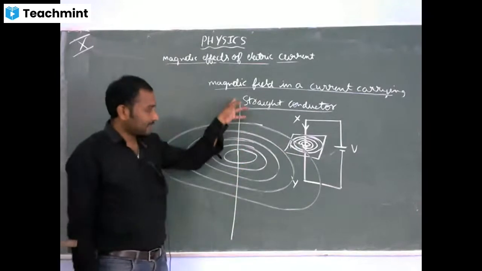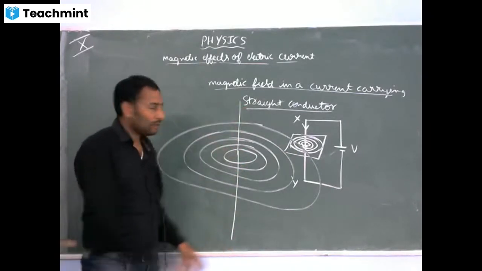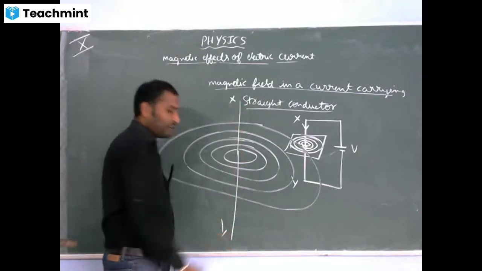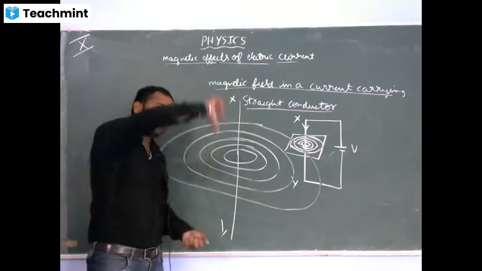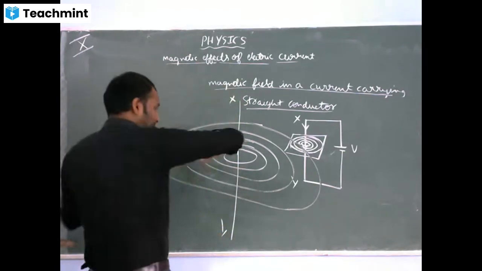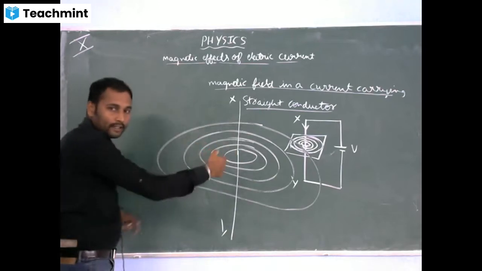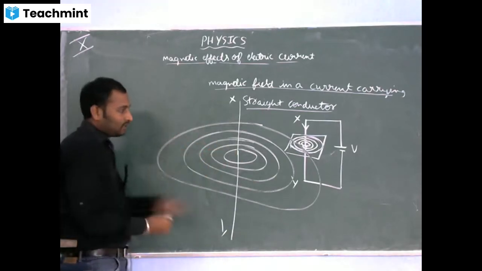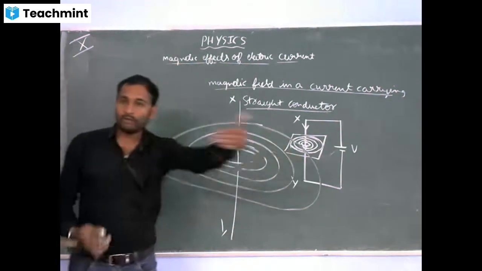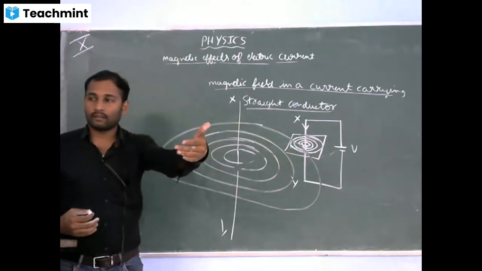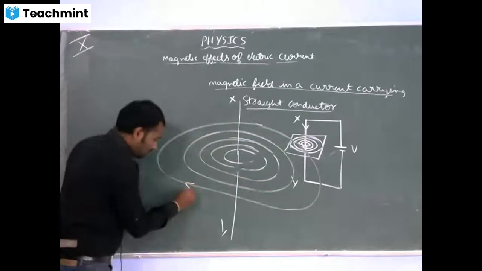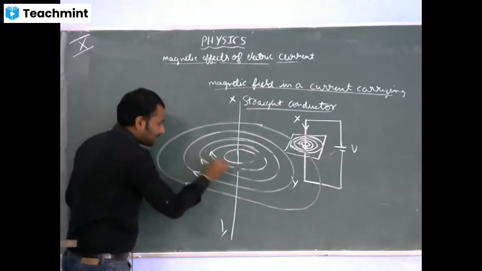Okay, now this is X, this is Y. So current is flowing from X to Y. So X to Y. So this side it is going towards the board. This side it is going towards the board. This side it is coming out of the board. Right? So the magnetic field lines will be like this.